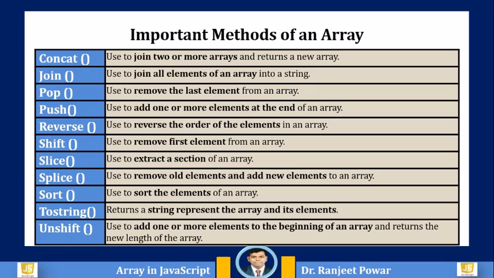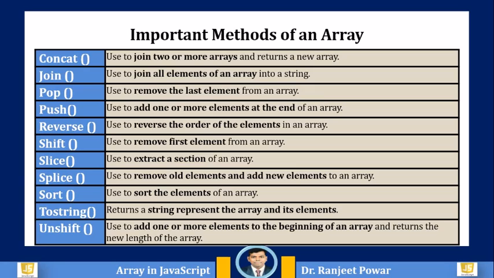The next method, that is splice. Splice is used to remove old elements and add new elements to an array. It changes the content of an array. The parameters are start index and remove count. The start index is the index at which to start changing the array, and remove count is a parameter, an integer indicating the number of old array elements to remove.